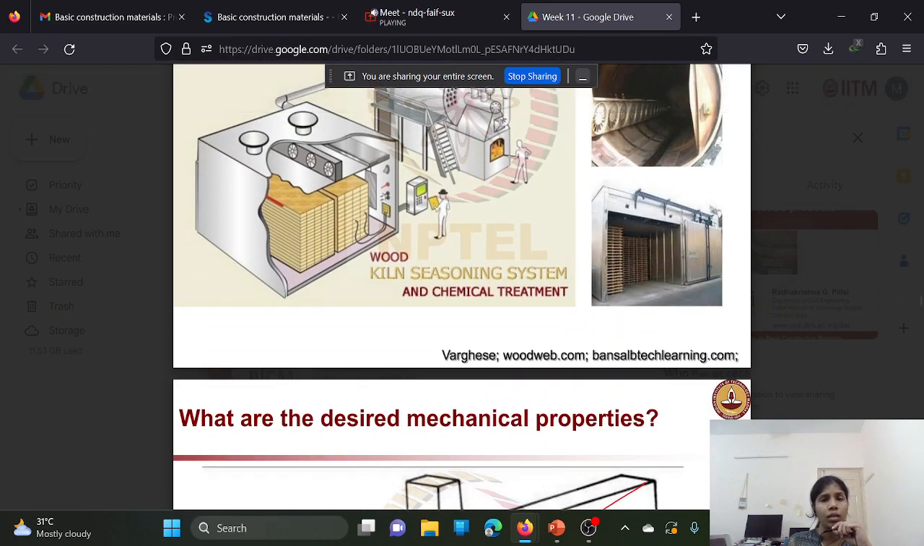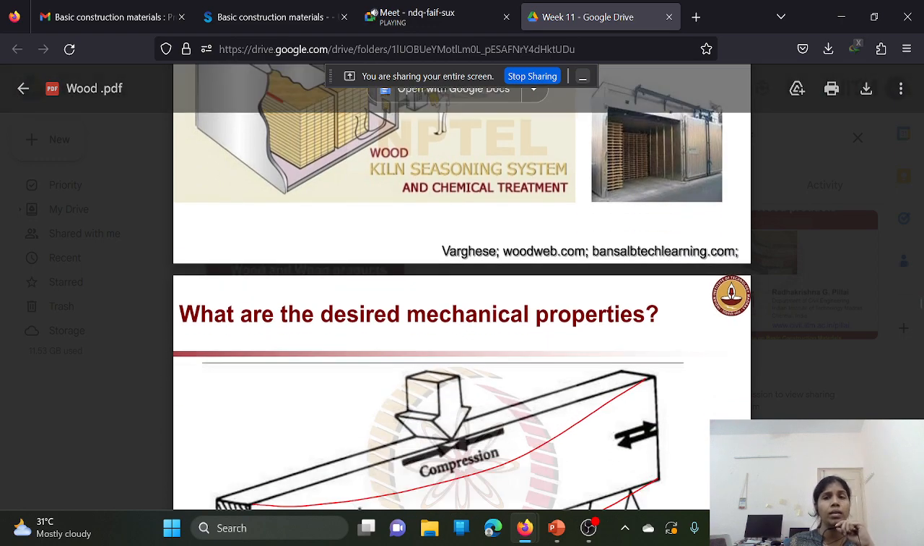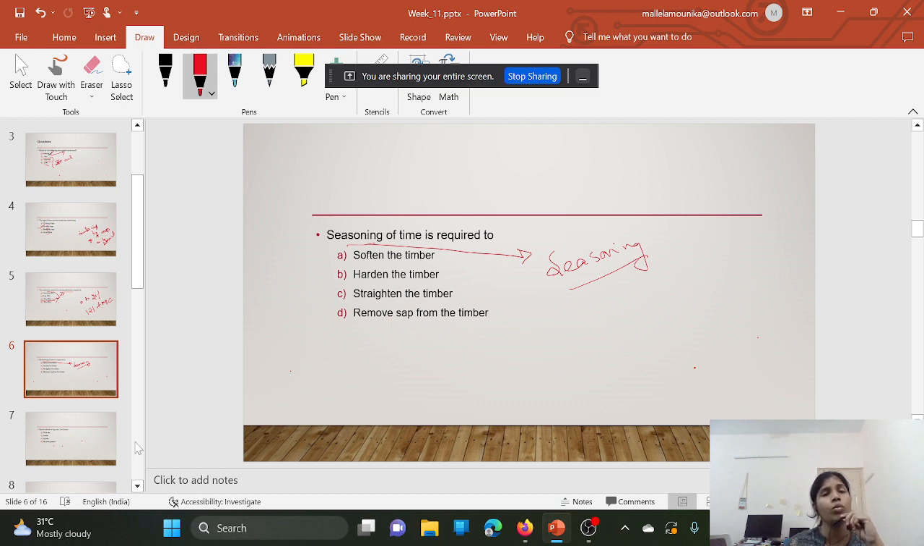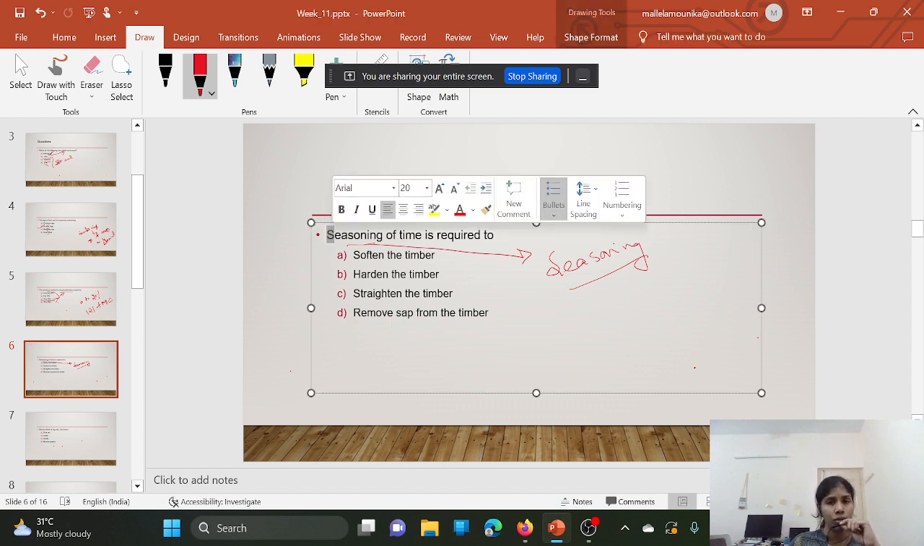This is due to this chemical treatment. Okay, so these are the different types of seasoning. So now you will be able to answer the question on seasoning of timber.